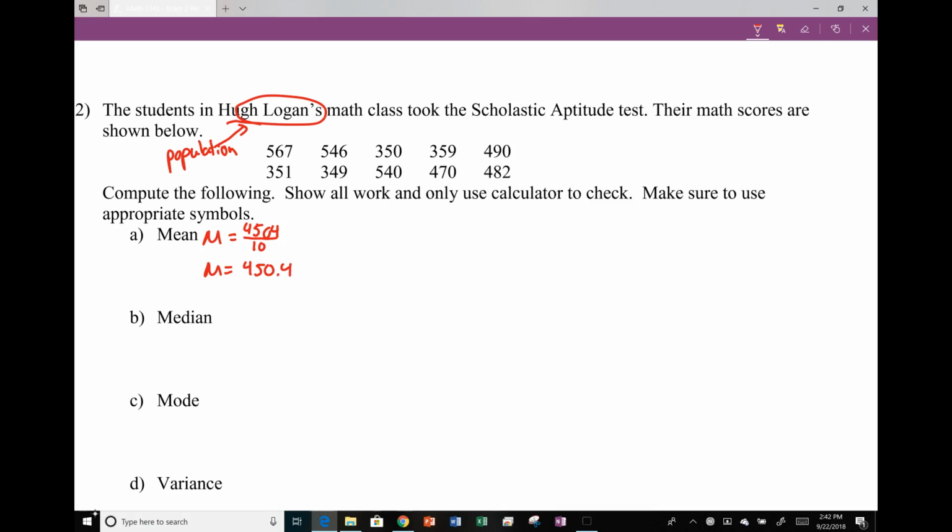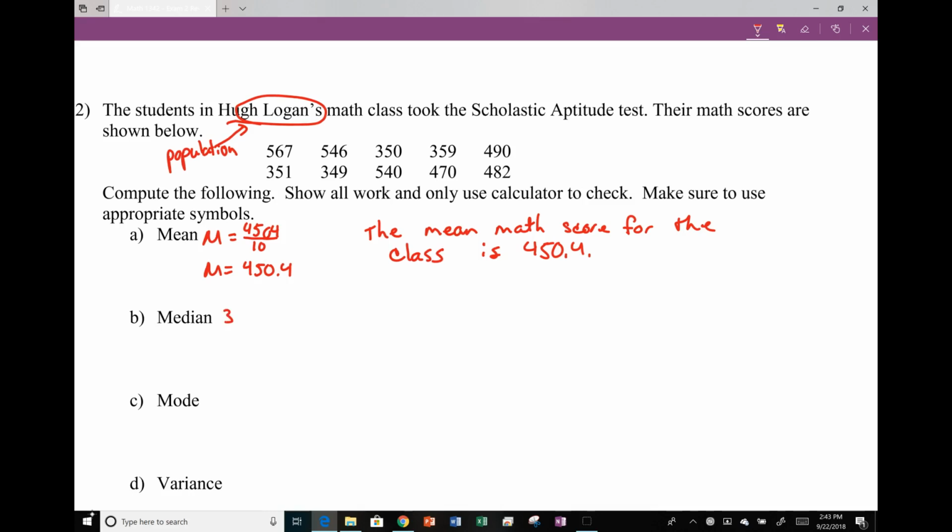Now I'm not going to round that because my data has whole numbers. This has one decimal place. Okay? So the mean math score for the class is 450.4. Now let's find the median. This one's not put in order. So we've got to put this in order first.